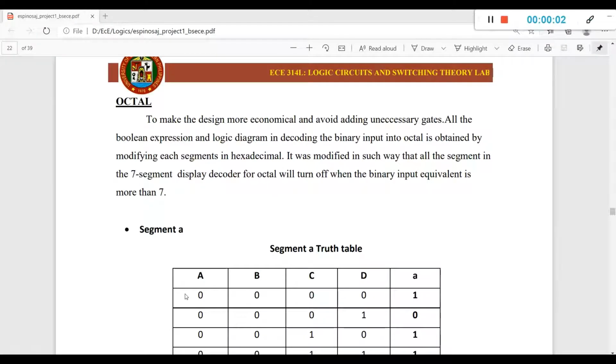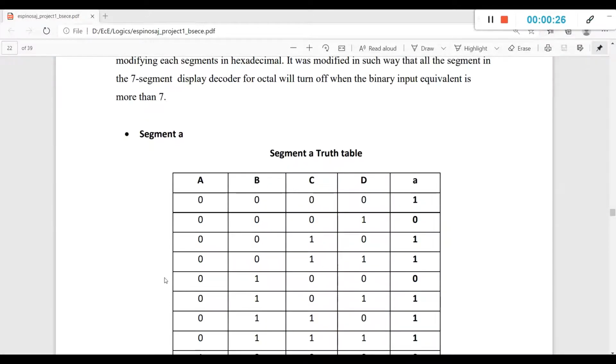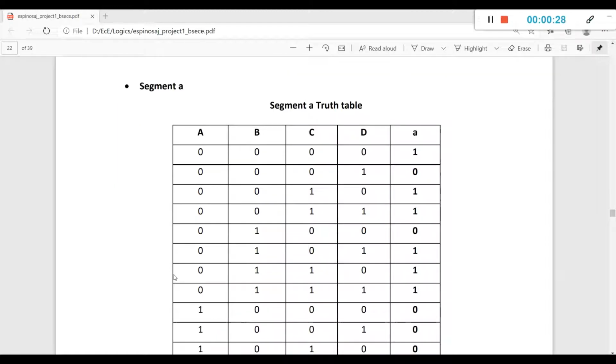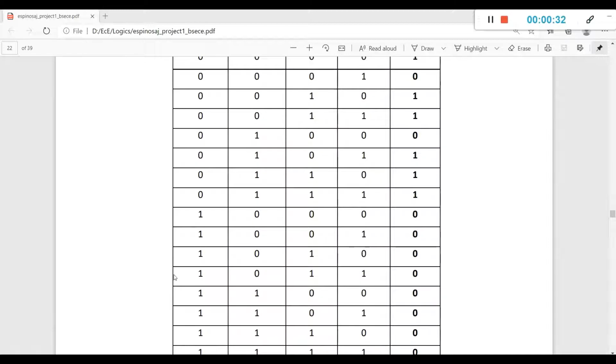For the octal display, to make the design more economical and avoid adding unnecessary gates, all the Boolean expressions and logic diagrams decoding the binary input into octal are obtained by modifying each segment in hexadecimal. It was modified in such a way that all the segments in the 7-segment display decoder for octal will turn off when the binary input equivalent is more than 7. So if the input is more than 7, the output for each segment will be turned off, or 0.